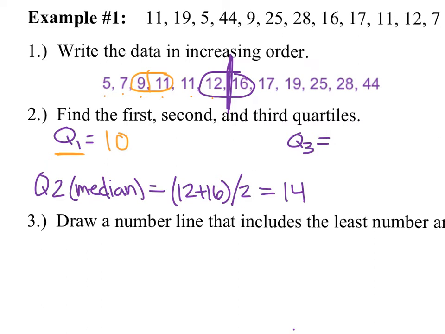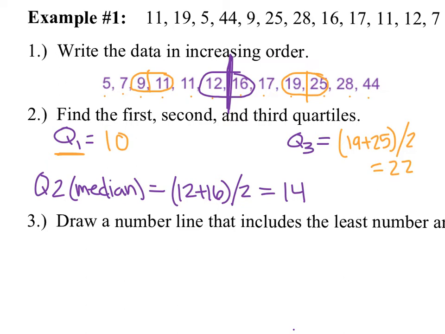And Q3, what would be the median of our upper half of data? So 16, 17, 19, 25, 28, and 44. We need to know what is in between 19 and 25. So 19 plus 25 divided by 2. Our Q3 is going to be 22, because 44 divided by 2 is 22. So now we have all 3 of our quartile values.